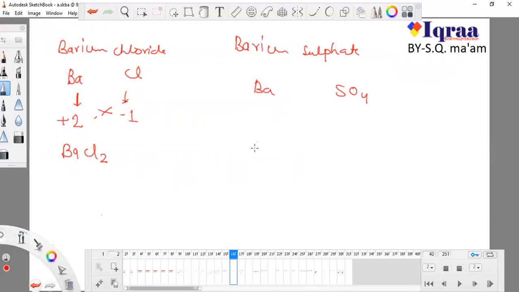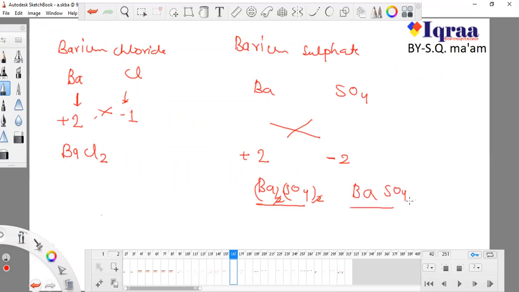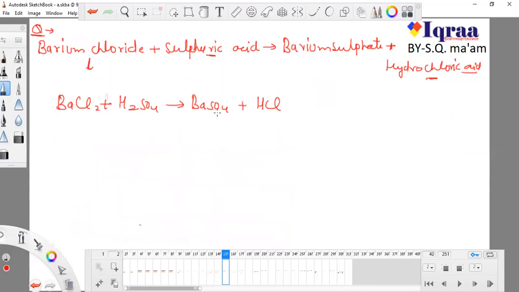So the valency of barium is 2, and the valency of sulfate is also 2, plus and minus. We will just exchange these valencies. So there is the same valency. Barium will go with 2 and sulfate will go with 2. So don't write them, because both of them have the same valency. Just write BaSO4. That's how I wrote BaSO4. So this is how you can write the chemical formula.